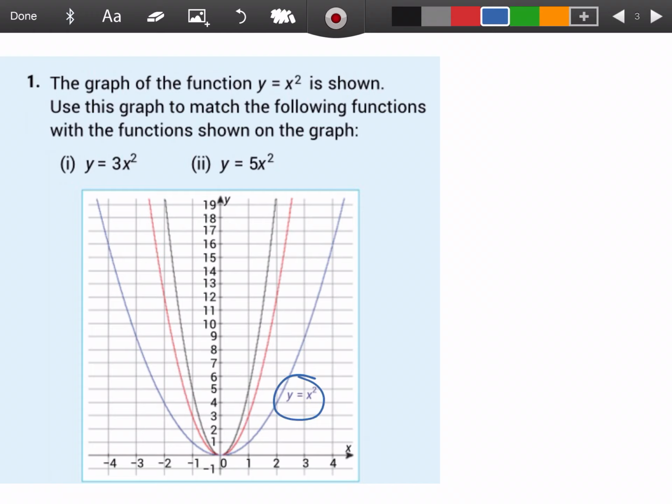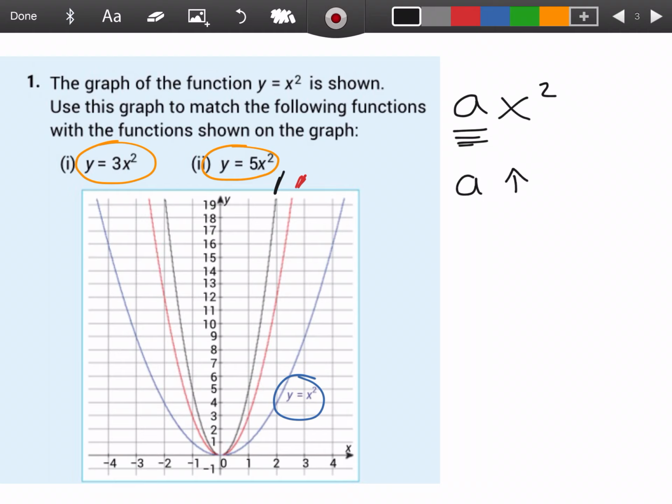And we wanted to use this graph to match the following functions. So I want to figure out which is the red one and which is the black one based around these two functions. So if you recall, in the first one we have x squared, and if we have a number in front of that, which we represented with the letter a, if you recall, as a gets bigger, what happens to the function is that the function narrows. The function gets narrower.